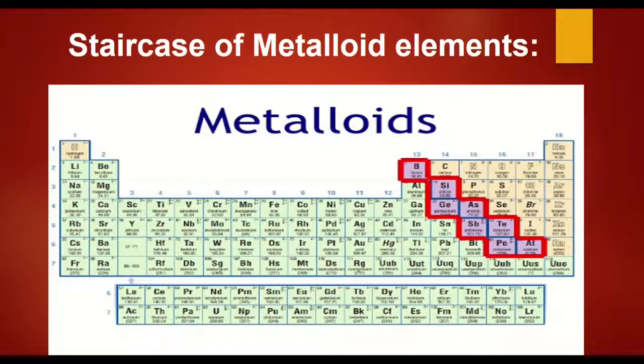Now there are a total of 7 known elements that are considered metalloids. They are located on the staircase of the periodic table, as shown in this picture. These 7 elements include boron from the top, silicon, germanium, arsenic, antimony, tellurium, and polonium. These elements contain characteristics of both metals and nonmetals, making them what are known as metalloids.